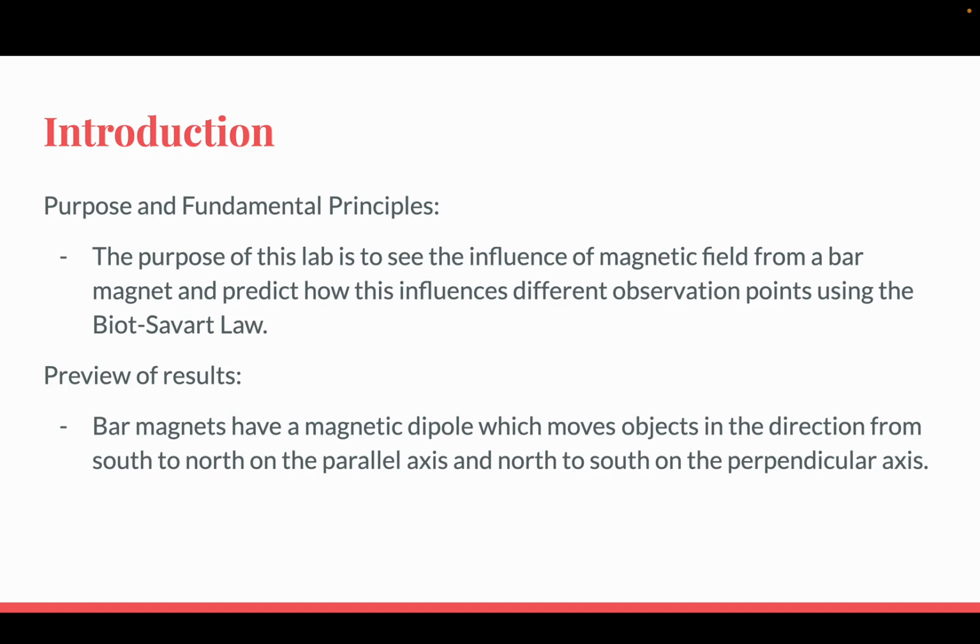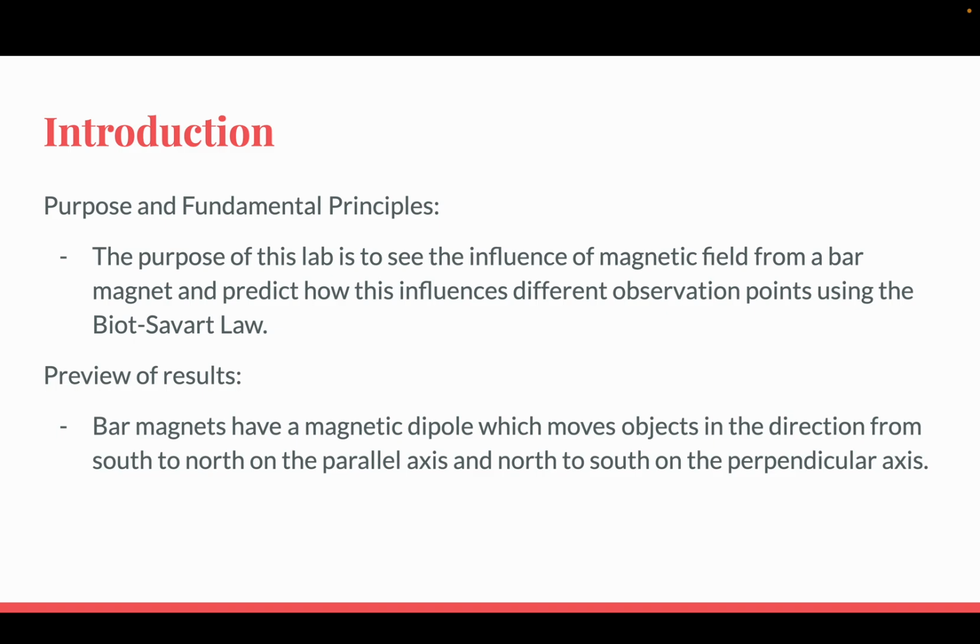Introduction, the purpose and fundamental principles of this lab. The purpose of this lab is to see the influence of the magnetic field from a bar magnet and predict how this influences different observation points using the Biot-Savart law. So pretty much how distance affects the magnetic field of a bar magnet.